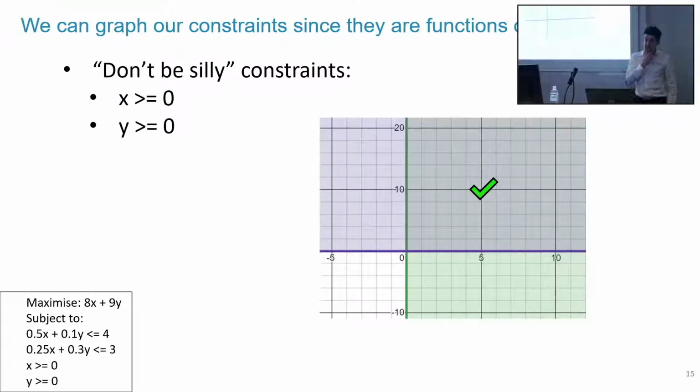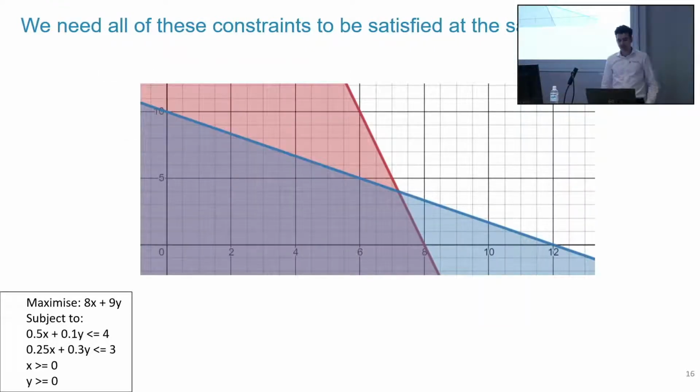The don't-be-silly constraints force us into the top right quadrant. So I've eliminated anywhere that x is negative, y is negative, or they're both negative. I'm forced to be in the top right-hand quadrant for this problem. We need all of those things to be true at the same time. If I make some number of cakes and some number of brownies, I need to adhere to all those constraints simultaneously. I can't make cakes and not use flour, and then later care about flour.